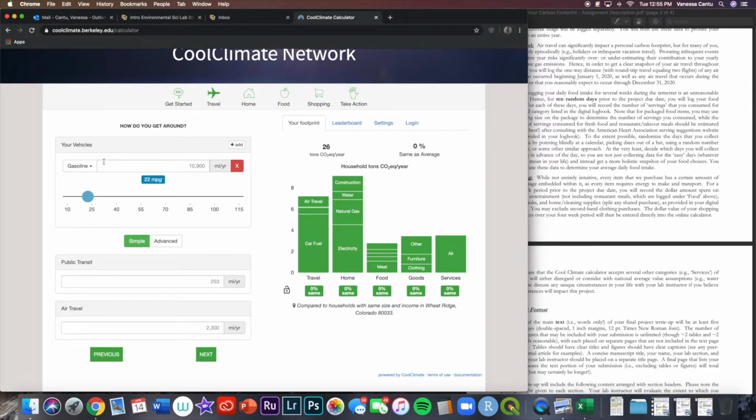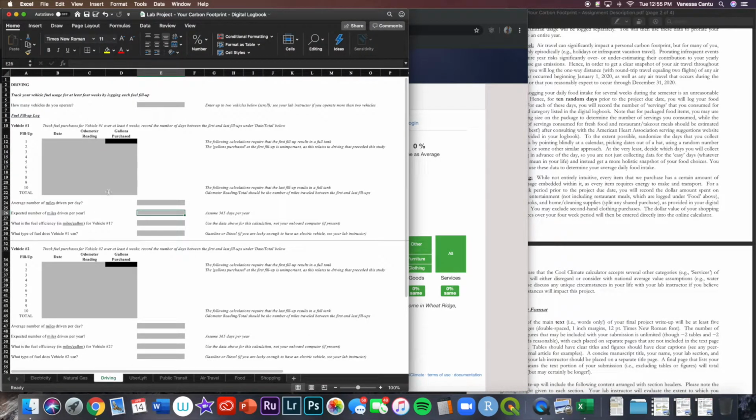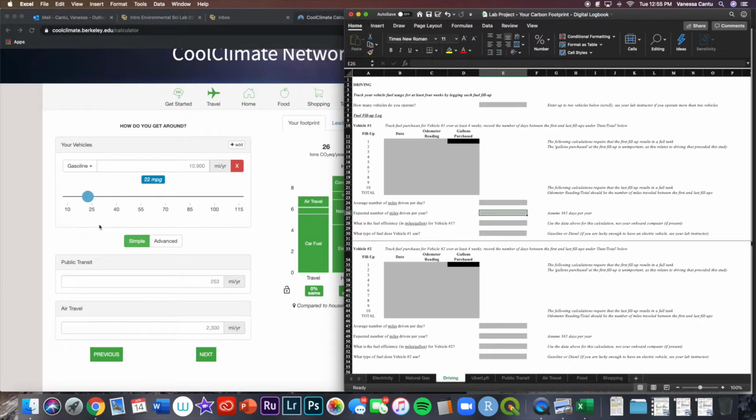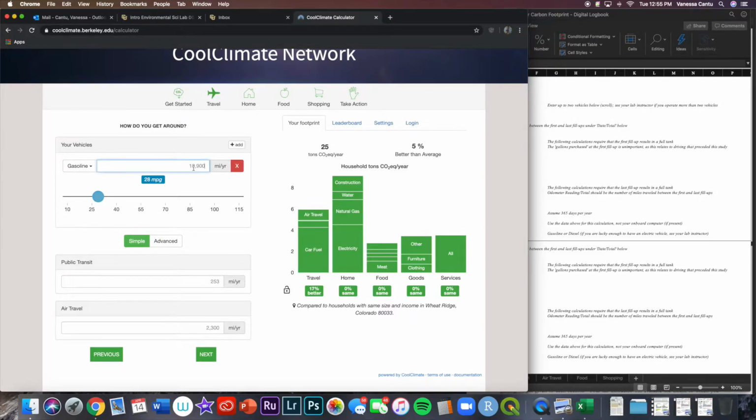This is where what you were inputting on your digital logbook, that's what you're going to be putting into your Cool Climate Calculator. So miles per year, that's what you're going to have here. So expected number of miles per year, that'll be that value here, at whatever miles per gallon you have. So say you have 28 miles per gallon and you drove 15,000 miles in 1 year. So that's what your value would be.